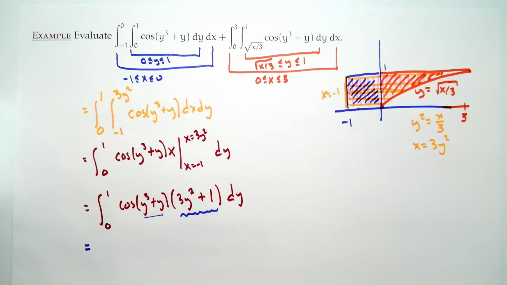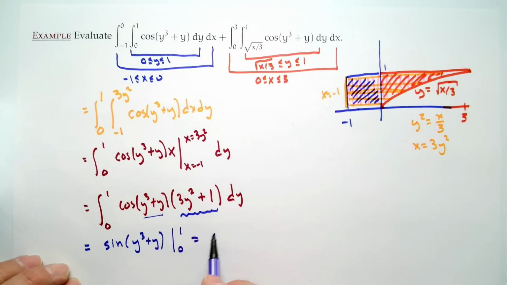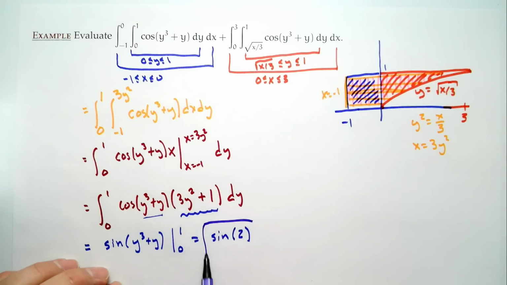What's the antiderivative of cosine of y cubed plus y times 3y squared plus 1? Sine of y cubed plus y. Evaluate from 0 to 1, becomes sine of 1 plus 1, also known as sine of 2. Subtract sine of 0 plus 0. Well, sine of 0 plus 0 is sine of 0, which is 0. So that's the final answer, sine of 2.